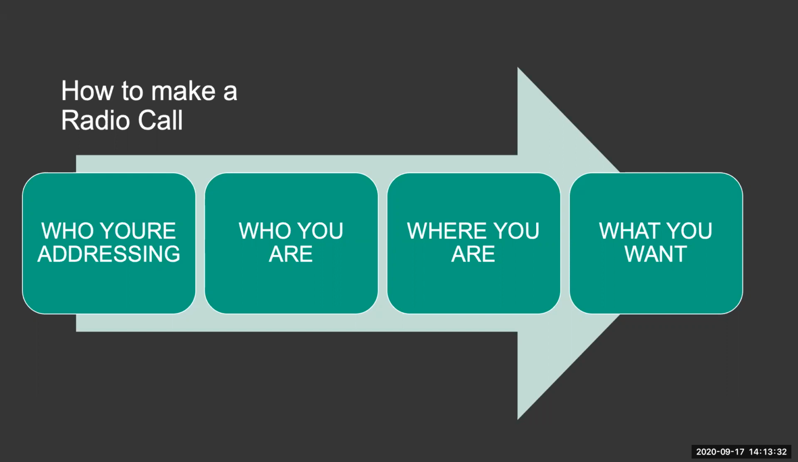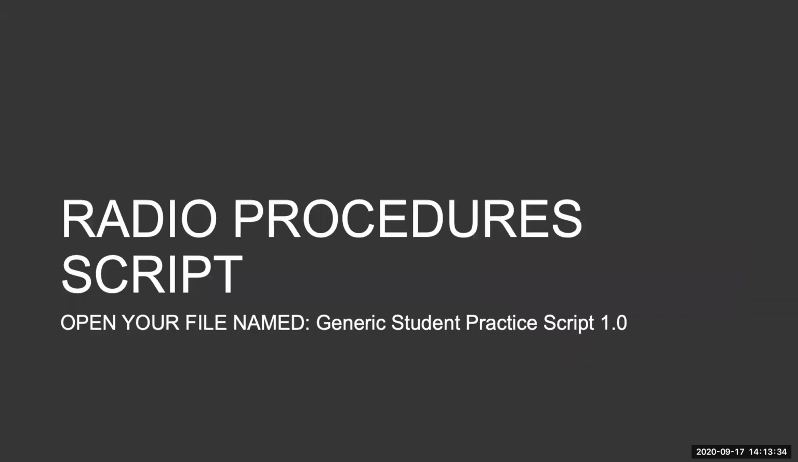It's really quite simple. We're going to be doing a lot of practicing. So now it's important: the radio procedure script that you were given in your file. Open your file named Generic Student Practice Script 1.0. If you open this document now, you can read along with the description. This script will also be used in class, so the more you practice at home now, the more professional you'll be in class.